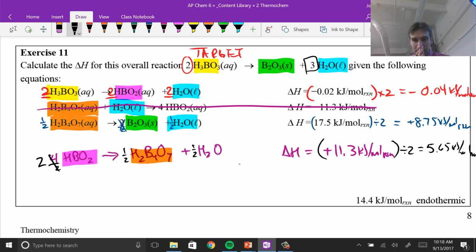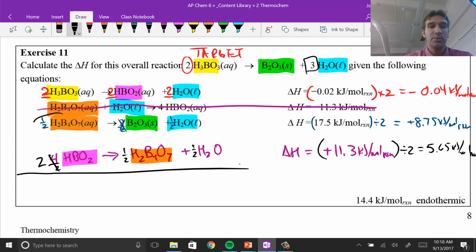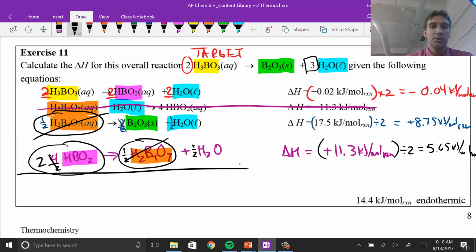Now, the final piece of this puzzle is we do have to double check that the two sides combine to make our target equation. As I combine the sides, we'll notice that H2B4O7 on the left and on the right, it's the same number. Those will cancel out, so I can cross them off. Also here, my HBO2s, it's 2 on the left, 2 on the right, so combining those, they cancel out. And the final piece is looking at my waters. I have 2 water, 1/2, 1/2, but they're on the same side. That ends up being 3 H2O as a product side.